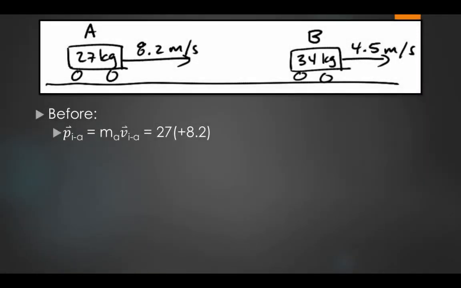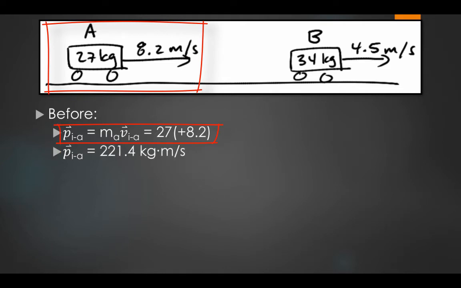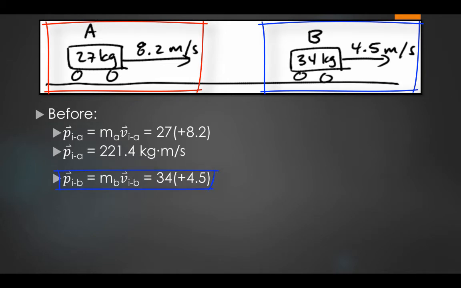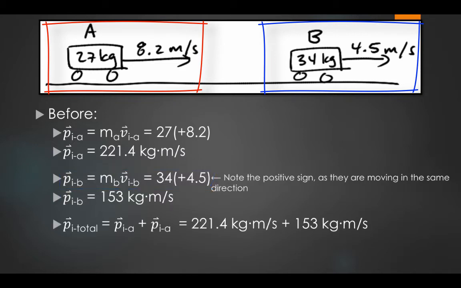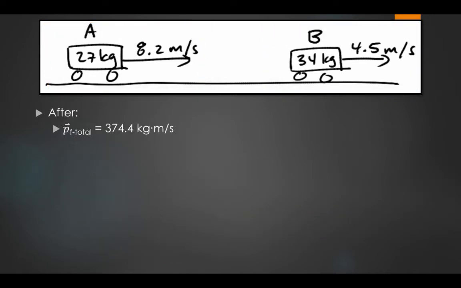The initial momentum for car A is 27 times positive 8.2, which makes 212.4 kilogram meters per second. The initial momentum for car B is 34 times positive 4.5. Note the positive sign as they're moving in the same direction, which makes 153 kilogram meters per second. The initial total momentum is 221.4 plus 153. The total is 374.4 kilogram meters per second. After the collision, the final momentum must be the same value based on the law of conservation of momentum. Total final momentum is 374.4 kilogram meters per second.